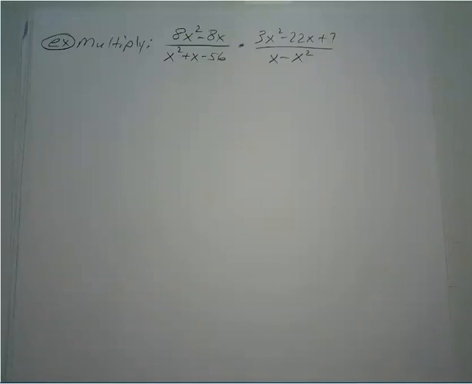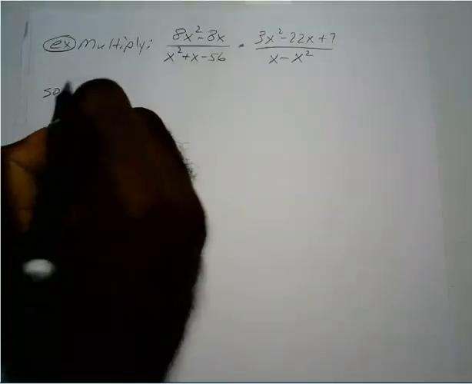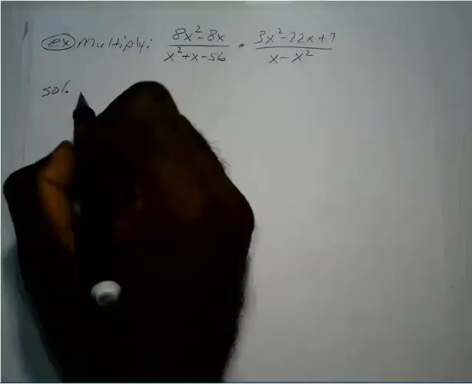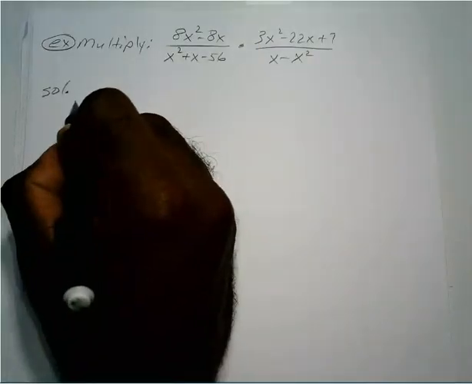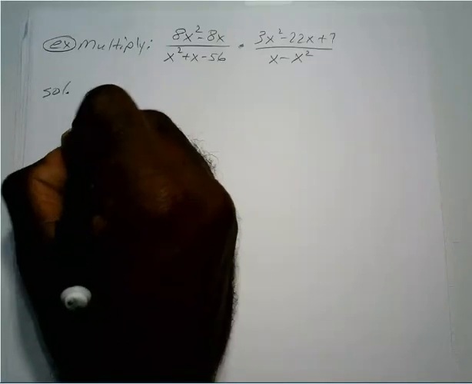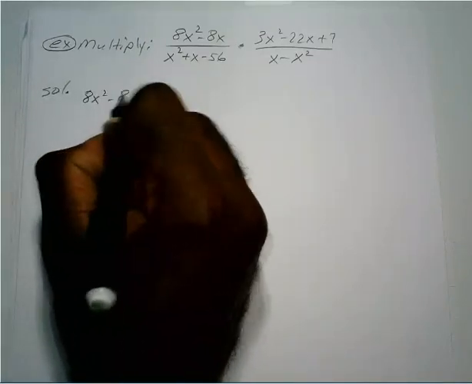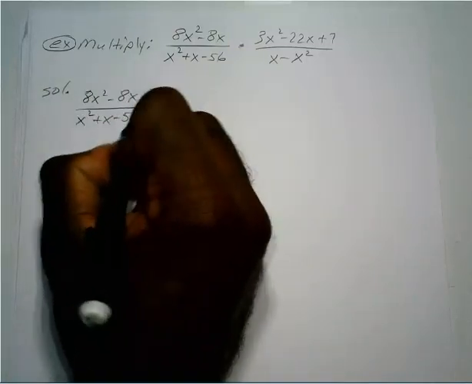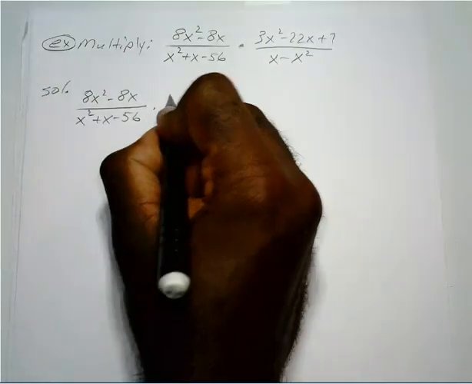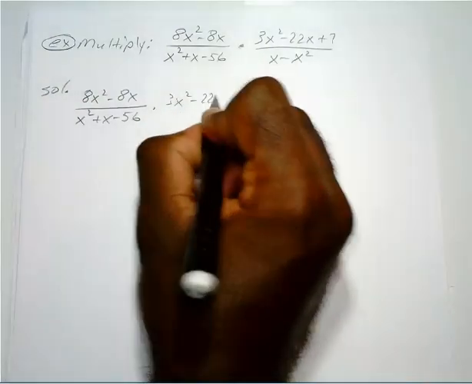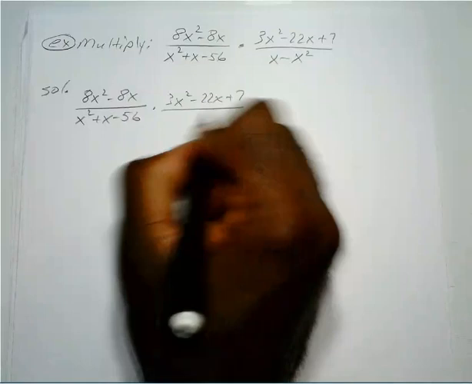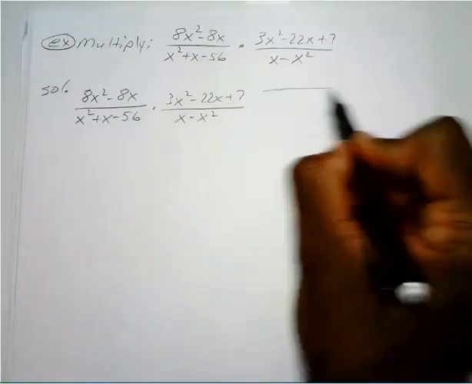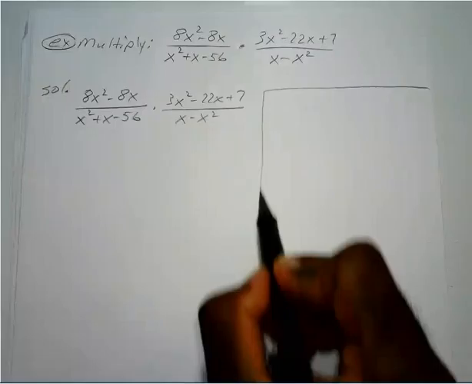Alright, so we know that the first thing you want to do is factor all of those numerators and denominators. So I'm just going to go ahead and rewrite it, which you don't have to do, but I like to do it. 8x squared minus 8x over x squared plus x minus 56 times 3x squared minus 22x plus 7 over x minus x squared. And I'm going to factor each one of those on the side.